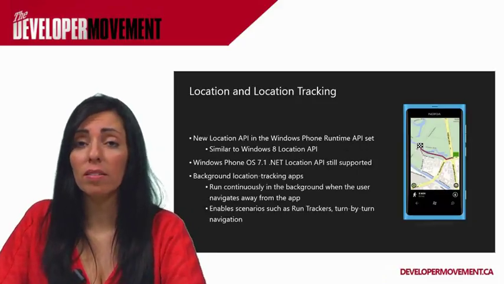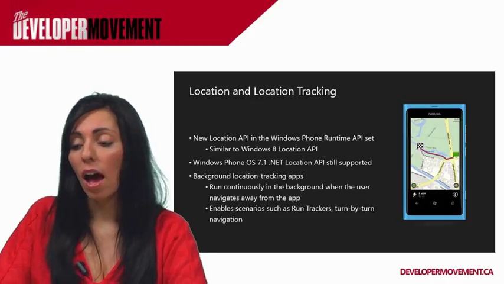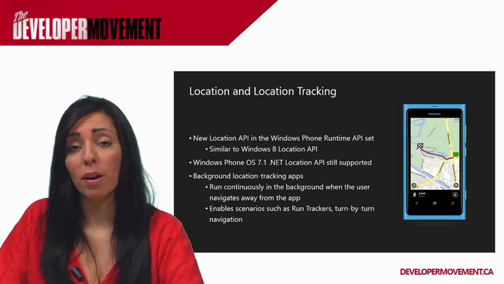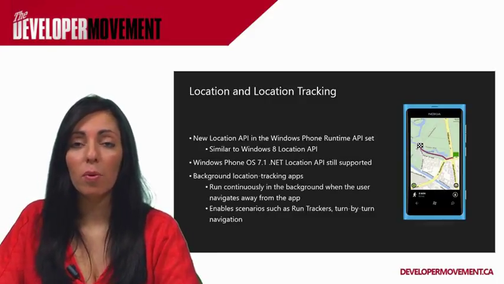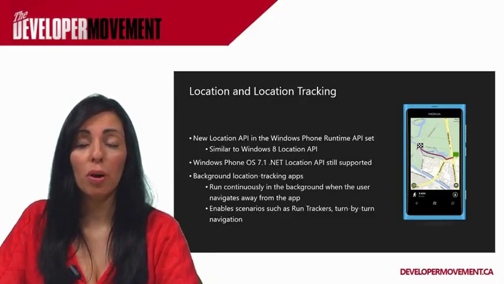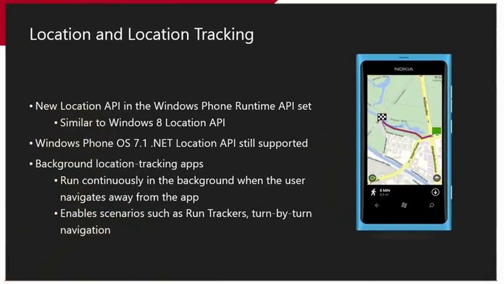Location and location tracking is not something that's new to Windows Phone 8. It was provided in the 7.x versions. However, there is a new location API available in the Windows Phone runtime. The reason this was done was to allow both native and managed code app developers to access the location tracking APIs. The location APIs are still alive and well in the .NET 7.1 API set as well, so you can use either if you're a managed code developer, but native code developers will only be able to access them through the Windows Phone runtime.